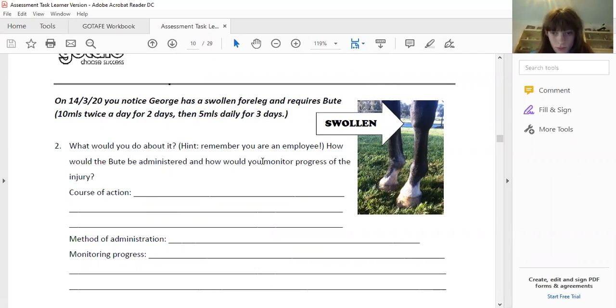So you've just found him in the paddock and he's got this swelling. What do you need to do as an employee when you found a horse where there's something wrong with his health? So you can write down, okay, do I catch the horse? Do I report it to someone?